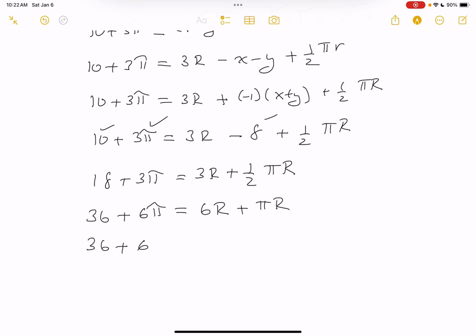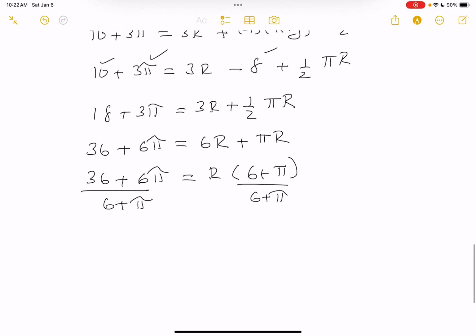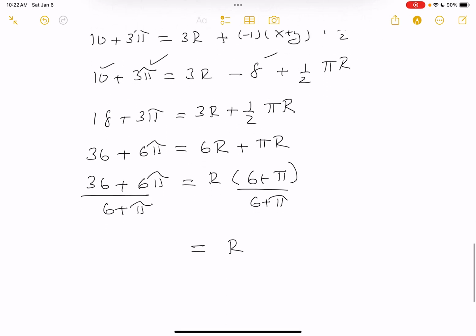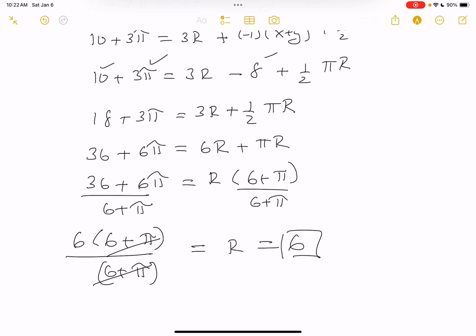36 plus 6 pi. I'm going to factor an R out. And what do you get there? 6 plus pi. Divide both sides by 6 plus pi. I notice something right now. I'm going to factor a 6 out from the top. What do you get? 6 plus pi over 6 plus pi. These cancel off. R is equal to 6. And we are done. Thank you.